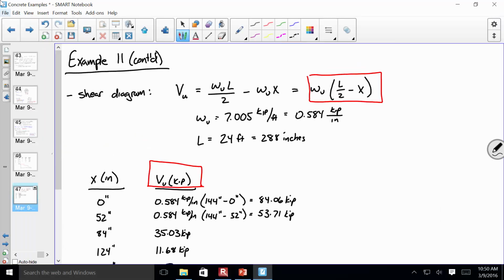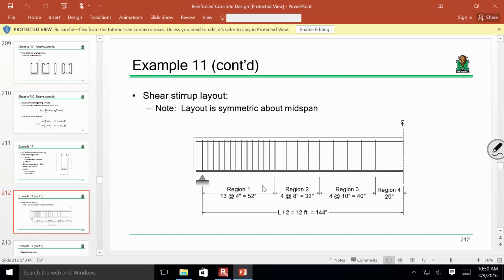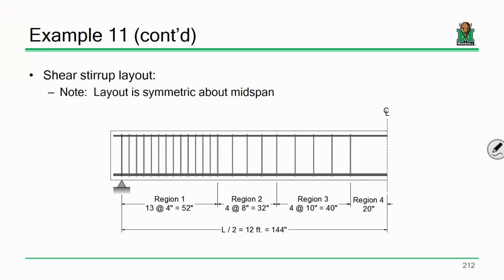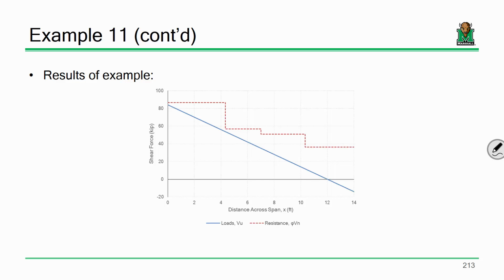Let me show you something. Let me save this. And then let's look at this slide. This is a slide that I plotted in Excel, and this is looking at the beam that we just did. So this red dashed line are the 4 regions of shear capacity. For that first region, the capacity was 84.06, and then it went to 50-some, and then a little lower, and then down to 27.3. Y'all are okay with that, right? These are the shear capacities.